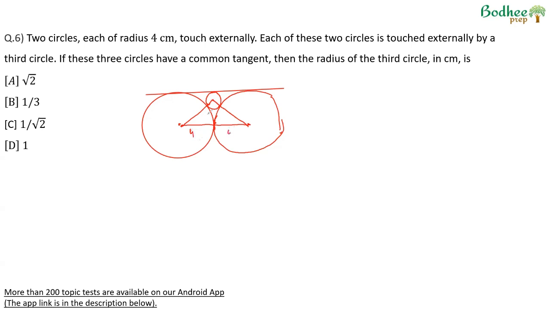This is 4, this is 4, this is 4. Suppose the radius of the circle is R. They have touched. What is the radius of the third circle?